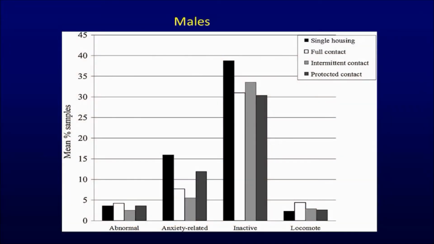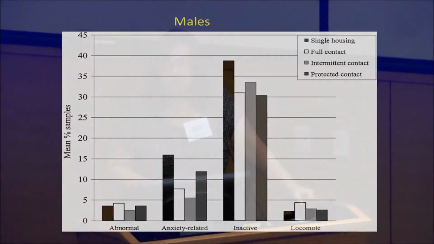Now with males, things are not quite as clear-cut. In this population of males, we saw no effect of any of these changes in housing on abnormal behavior. In larger samples we have, but not in these guys. But in anxiety-related behavior, the same U shape. With respect to inactivity, here's an example where the benefit of full contact was not obliterated in protected contact. So that's one good thing about protected contact for males.